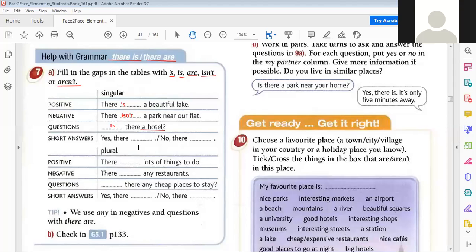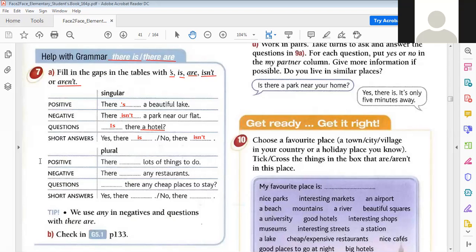What about the short answer, Salsabil? How can we answer this question? Is there a hotel? What's the answer? Yes, there is. Or yes, there isn't. When you say no. No. No, there isn't. That's it. So we can say yes, there is, or we can say no, there isn't.